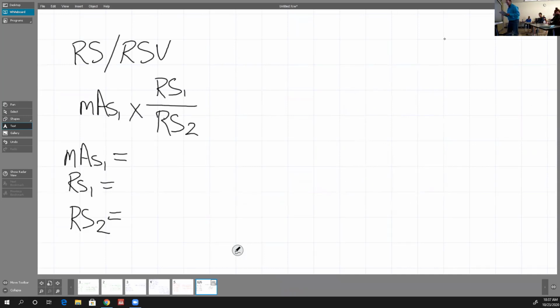Okay, so let's just do another one. We start off with 10 mass, and RS1 is 100, and new is going to be 400.